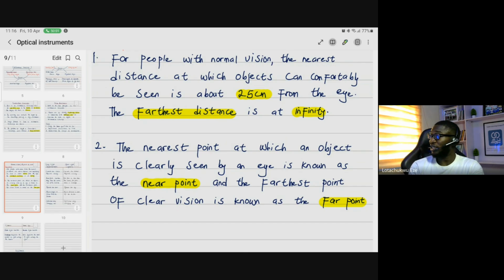The closest distance we can see is your near point. But sometimes there can be eye defects. We can see people that don't see things that are very far. If it is very far, they cannot see. Why there are people that cannot see something that is close, and that is why they'll have to bring it closer so that they can see whatever is there. That's why there are glasses, to correct some of those things.